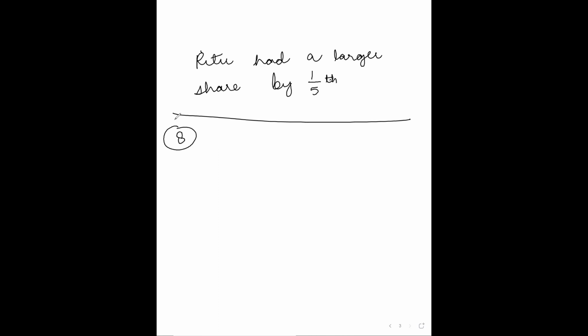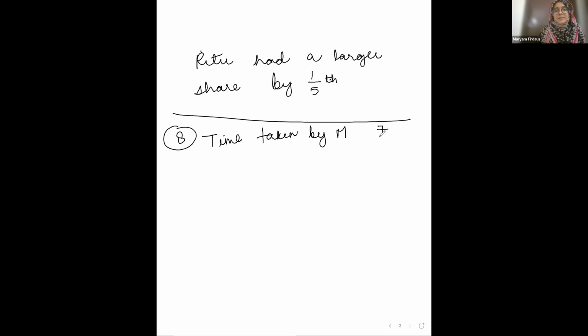We will say Michelle finished coloring her picture in 7 by 12 hours, and Vaibhav finished coloring his picture in 3 by 4. So we will first find the LCM. First, what do we have to find out? Who worked longer and by how much, right? So time taken by Michelle was 7 by 12 hours. Time taken by Vaibhav is 3 by 4 hours.